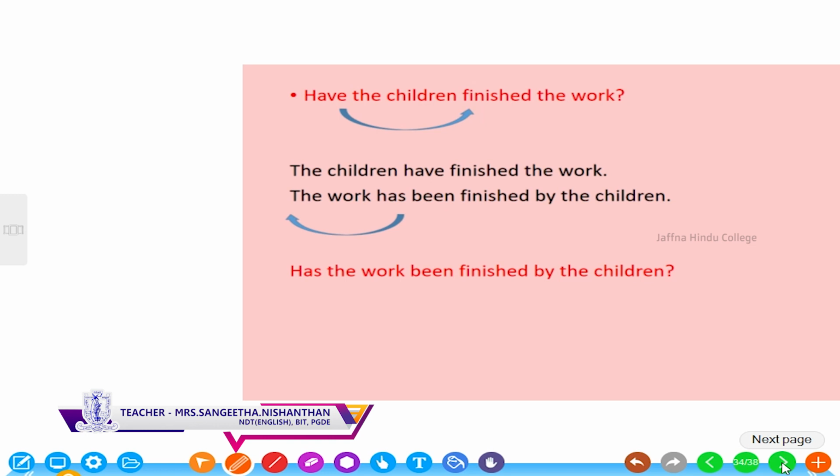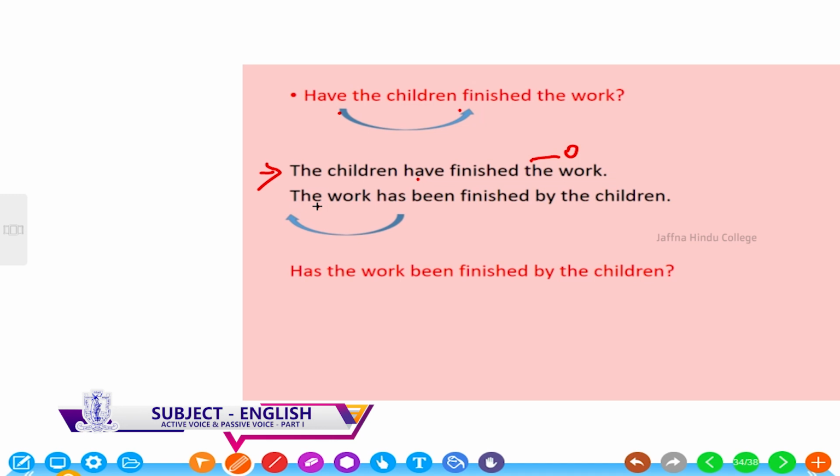So, yes or no questions should be changed into statements. The have goes after the subject, the children. So, the have goes after the children, and now it is in the statement word order. Now we are going to change it into the passive. Who? The children. What have they done? Have finished. What have they finished? The work. So, this is the object.